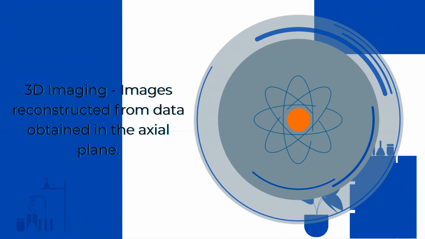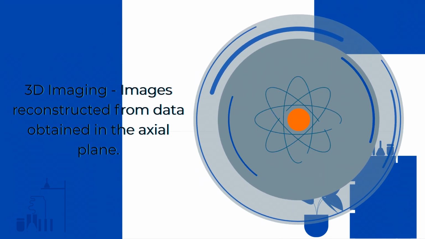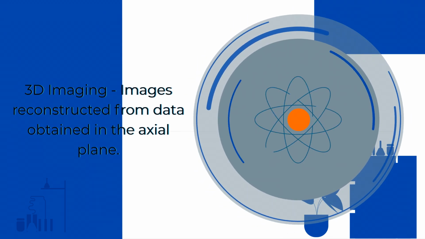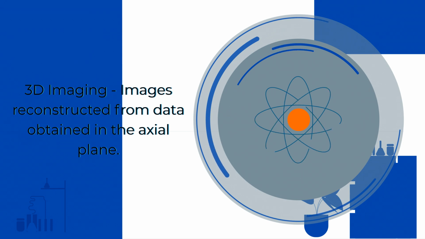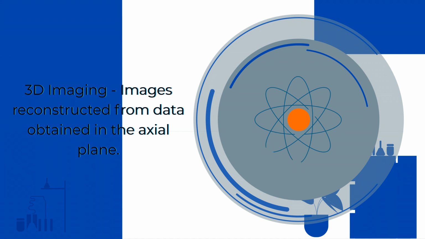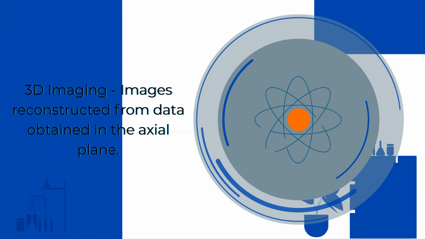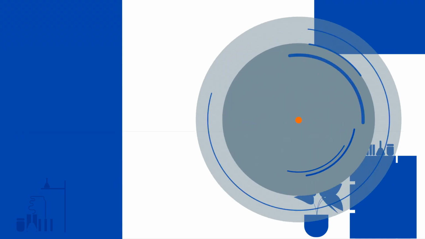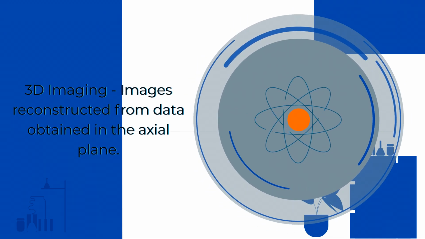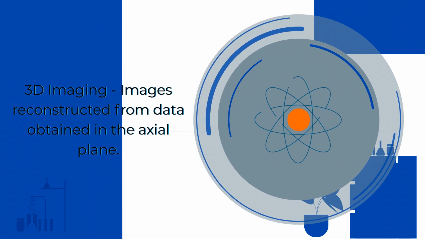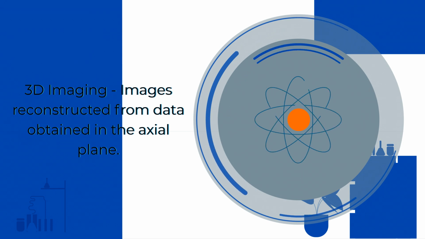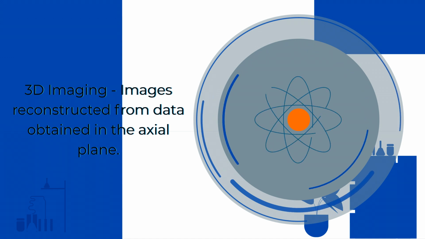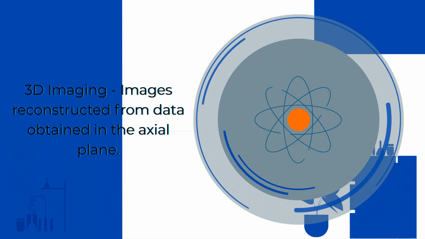3D imaging. 3D imaging means creating a 3-dimensional picture from many 2-dimensional slices taken during a scan, usually in the axial plane. In CT and MRI, the scanner takes multiple slices of the body part, one thin layer at a time. Specialized software then stacks these slices together and smooths them out to create a 3D model. This 3D reconstruction helps the radiologist see the body part from different angles, making it easier to find problems like tumors, fractures, or blood vessel issues.